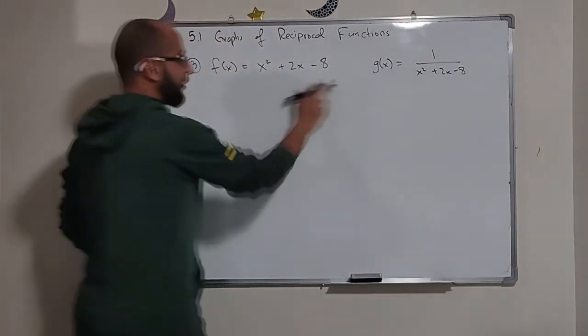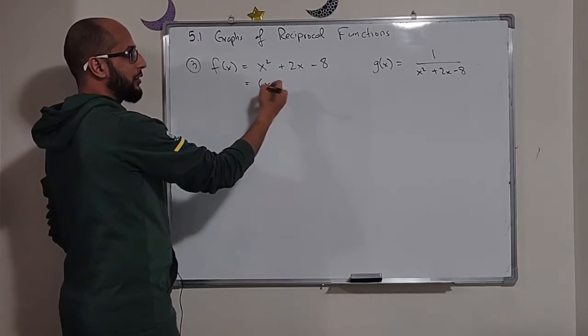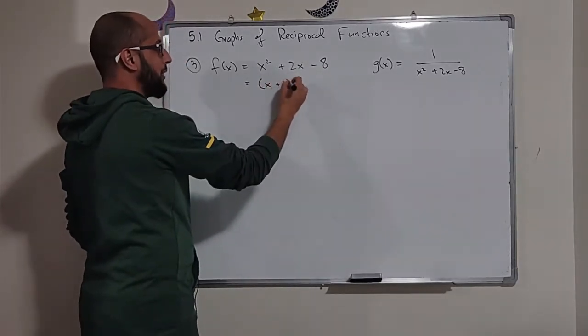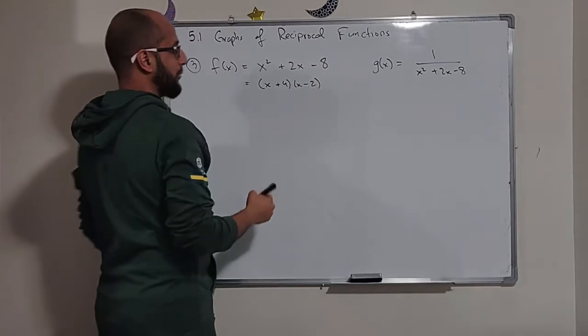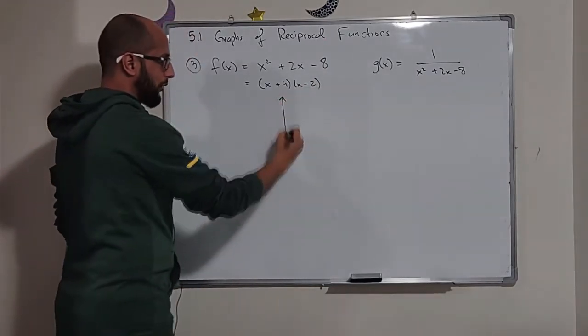So in order to figure out what the graph would look like, the first thing we need to do is to factor this. This will be two numbers that multiply to be -8 and add up to be +2. Will be x plus 4, x minus 2. And from there, we can draw our graph.